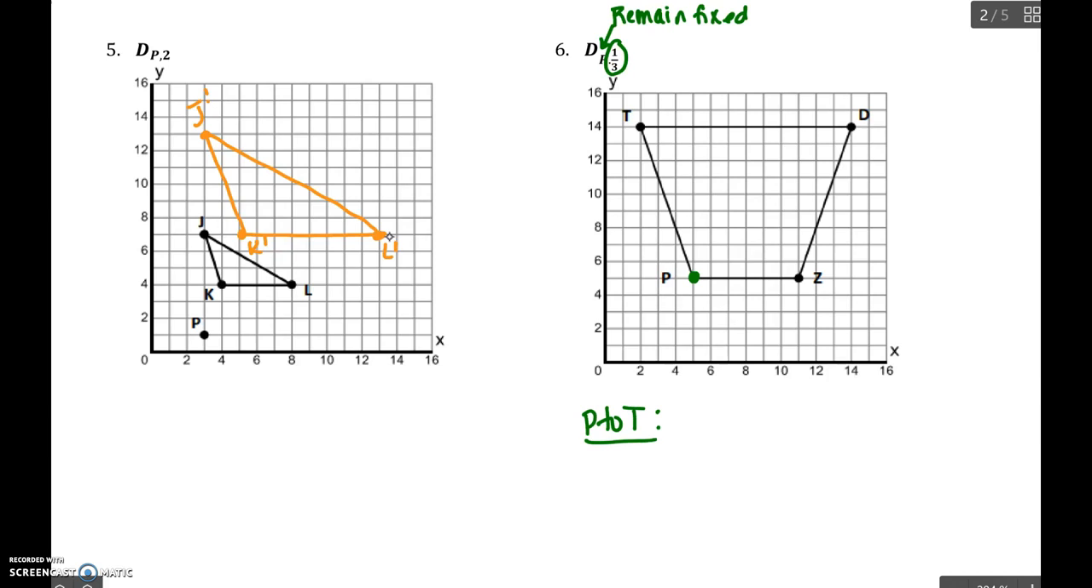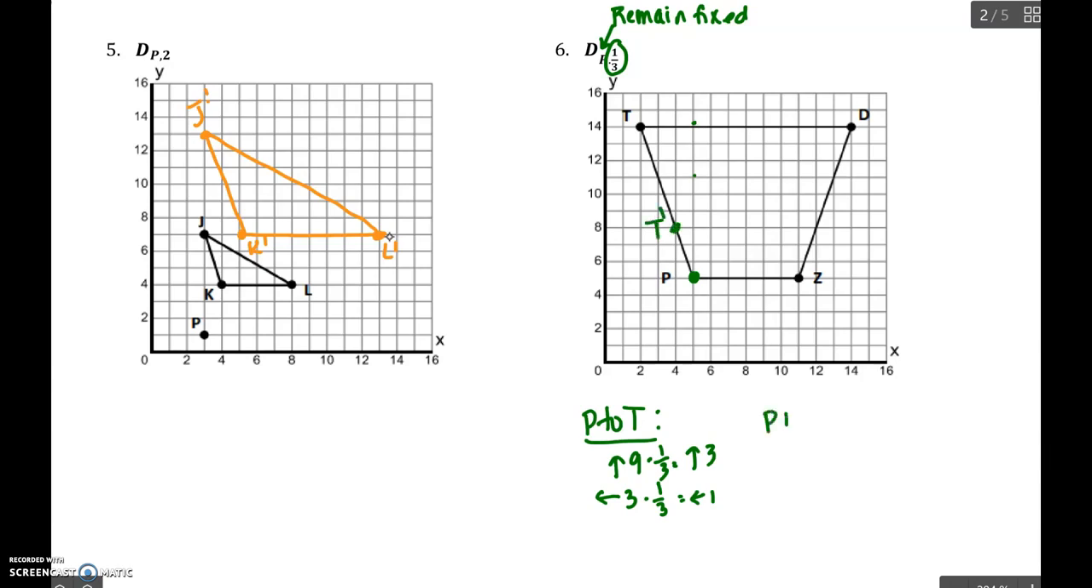So if we're going from P to T, we're going up 1, 2, 3, 4, 5, 6, 7, 8, 9, and left 3. And each one of those is going to get multiplied by the 1/3. And so we will only go up 3 and left 1. And that'll be your T prime.